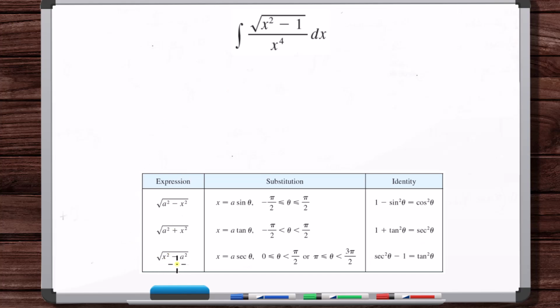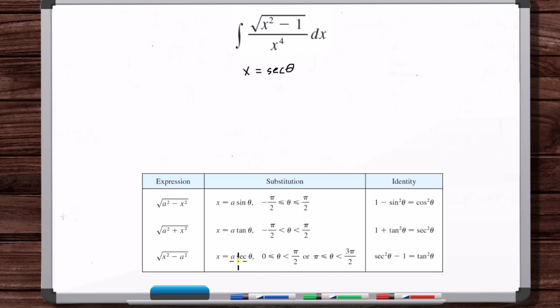So, okay, we come to the table. The form we have is x squared minus a squared, and so we want to say that x is equal to a secant theta. That's the appropriate substitution to make this work. A is 1 in this case, so we're going to say that x is equal to secant theta. We're going to make this substitution. You see, each of these substitutions involves a trig function. That's why it's called a trigonometric substitution.